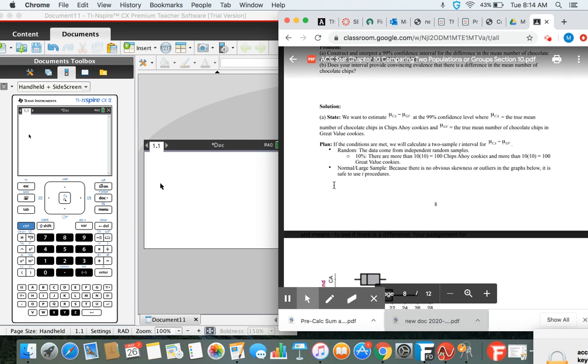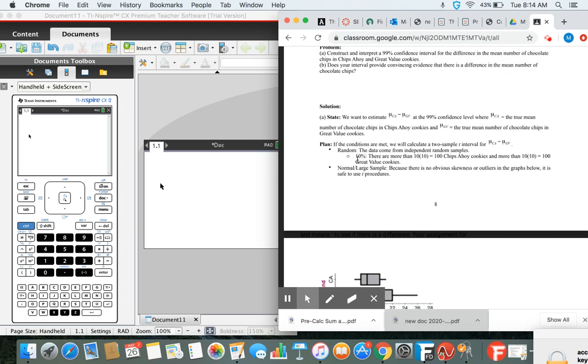You then have to get into the conditions. So the data comes from random samples. We were told that. The 10% condition would be satisfied because 100 Chips Ahoy cookies is certainly less than 10% of all the Chips Ahoy cookies out there.